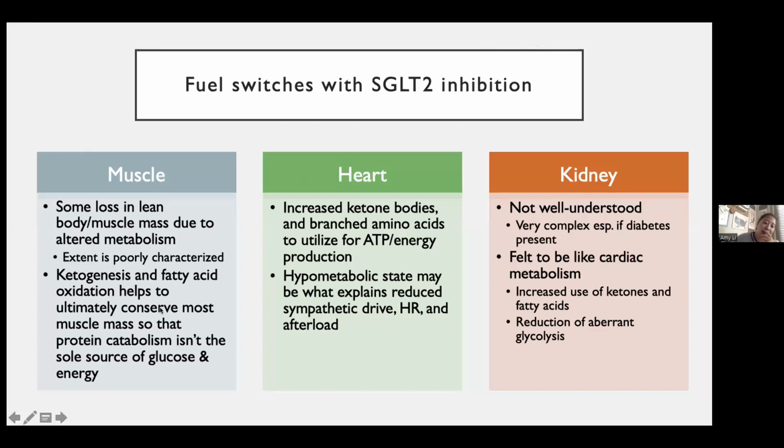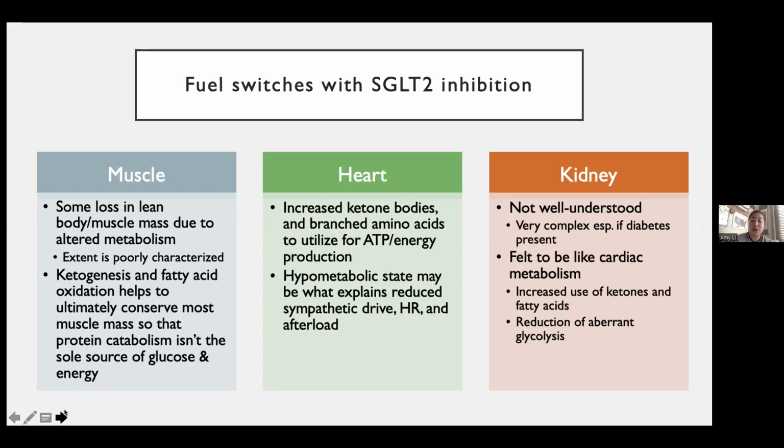There have been various studies that show some loss in lean muscle mass due to this altered metabolism, probably from tapping into the fuel storage in the muscle. And the question was, if someone's on an SGLT2 inhibitor for a long, long time, are we going to continue to lose lean muscle mass? And the answer is no. The reason is that ketogenesis and fatty acid beta oxidation ultimately help to conserve a lot of that muscle mass, so protein catabolism isn't the sole source of glucose and energy.